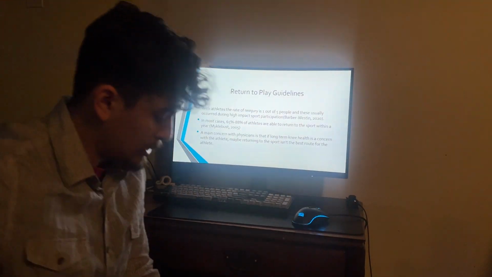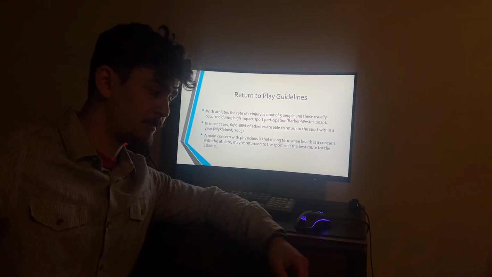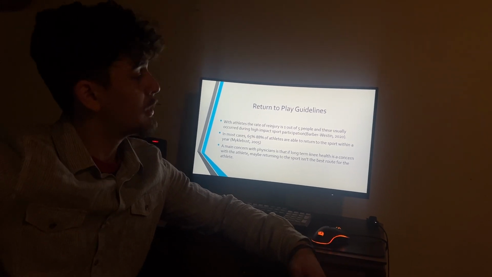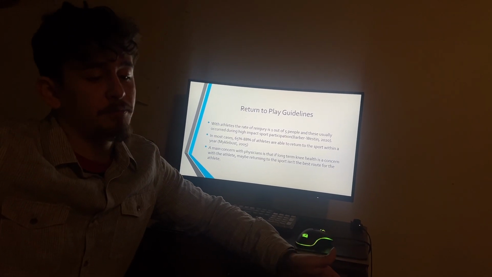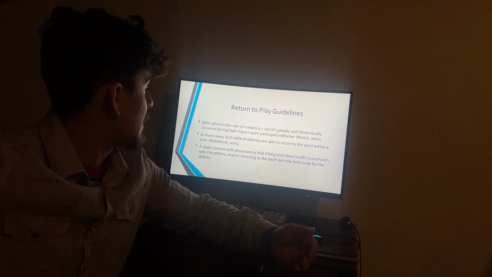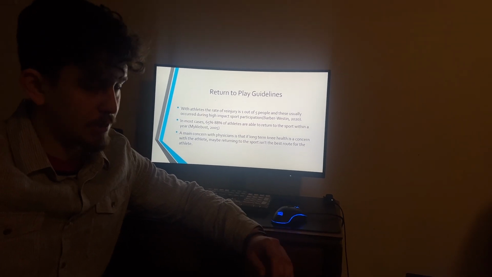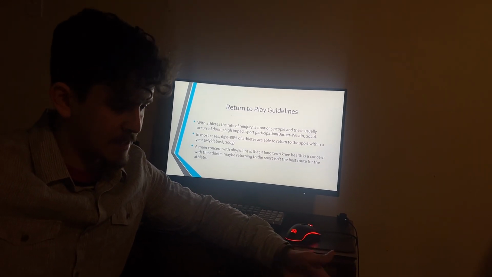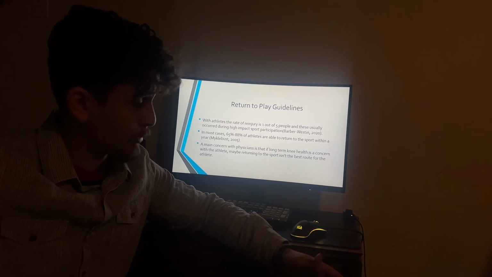Studies found that usually there is a chance for re-injury, and that's 1 out of 5 people. But if that doesn't happen, there's a 65 to 88% chance that the athlete can return to the sport within a year, given they had the right treatment and rehab, and they got the green light from their healthcare provider.